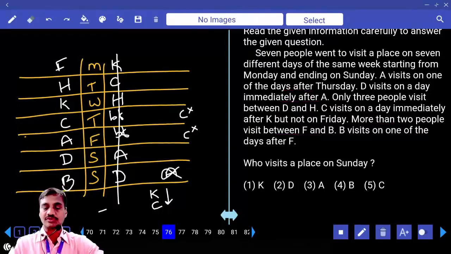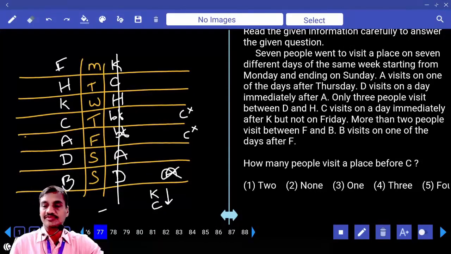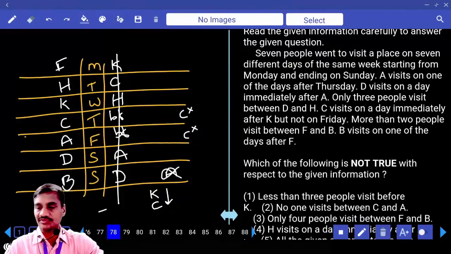Then according to this one, question number 76. Who visits a place on Sunday? Now tell me, Sunday, who is that person? B, choice 4 for 76. Then 77. In this 77, how many people visit a place before C? Now before C, how many persons are there? There are exactly 3 people. 3, that is choice 4 for 77.